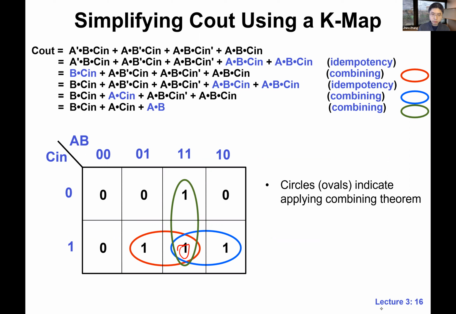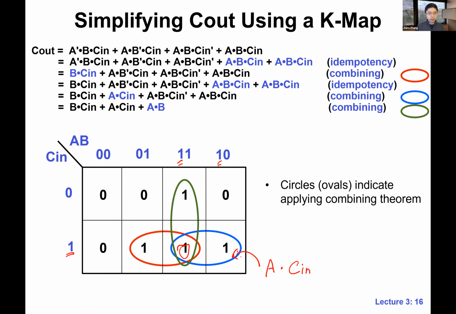How to do that? We actually focus on the common literals. You look at these 2 one cells in the blue circle. They're common in Cin, so that's why we write Cin. And what else are they common in? They're common in A. If you look at these 2 columns, both columns have A being 1. So that's where this blue circle basically corresponds to A and Cin. Make sense? Okay, so that's how we read it.